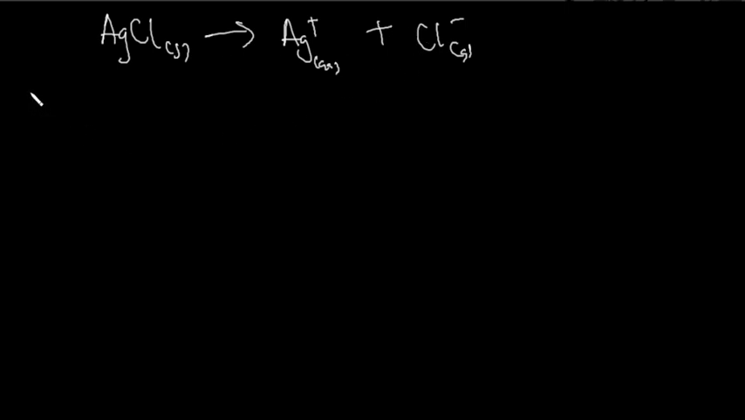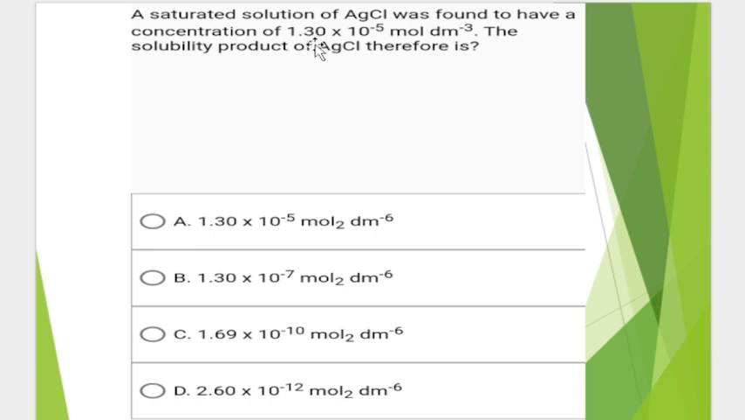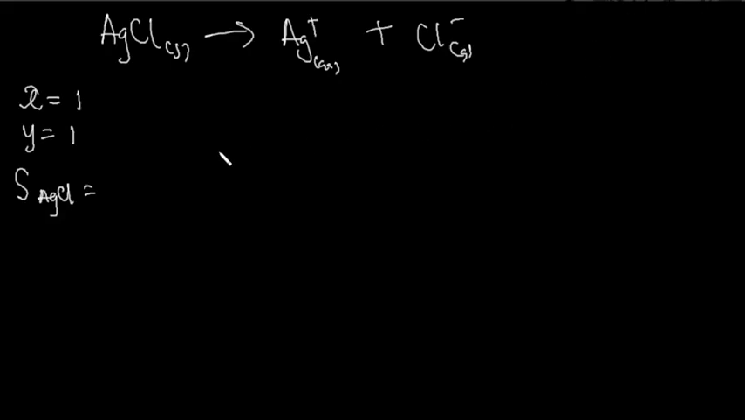So writing them out, the number of moles of the cation is 1, the number of moles of the anions is 1. Then, was I given the solubility of the dissolved salt? Yes. The concentration of the dissolved salt was given as 1.303 times 10 raised to power minus 5. And note that we are asked to find the solubility product. So with that said, we have 1.30 times 10 raised to power minus 5 mole per dm cube, and then we are asked to find solubility product.